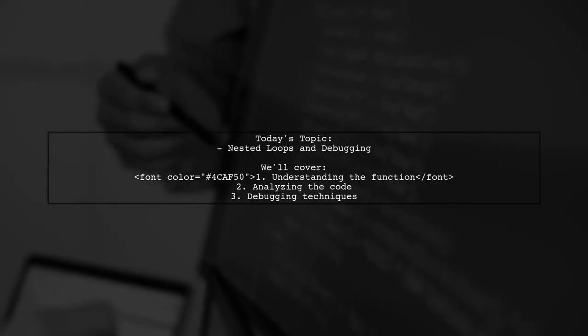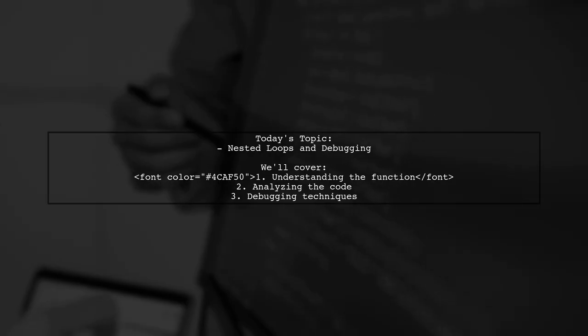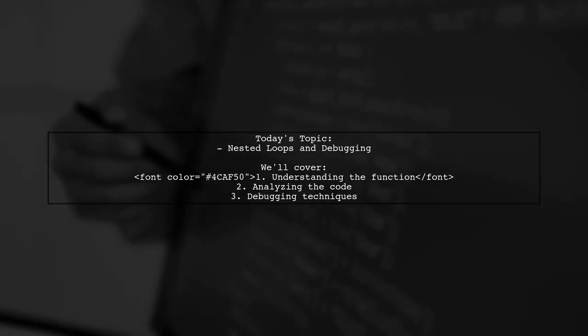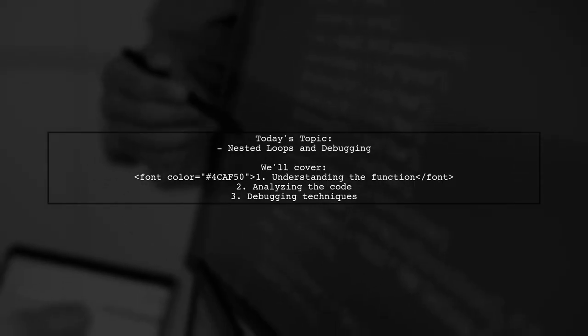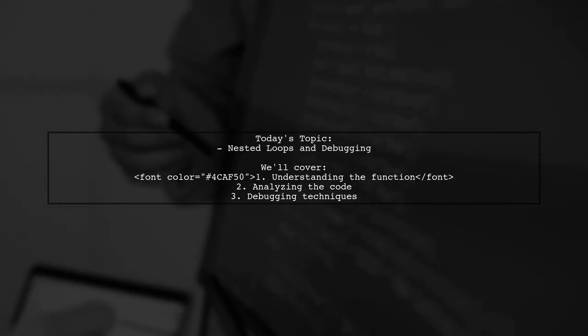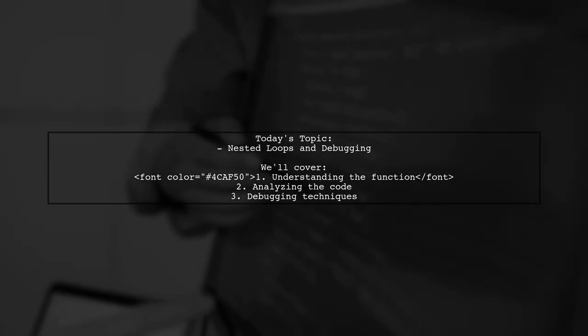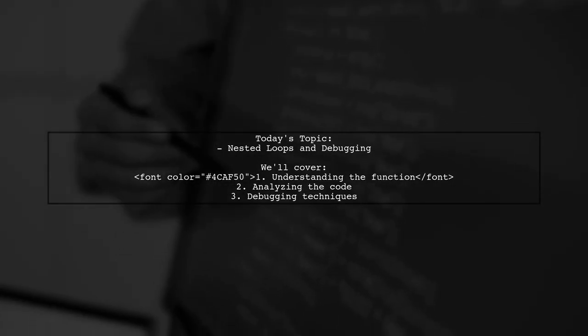Today, we're tackling an intriguing question about nested loops and debugging. Our objective is to create a function that returns a 4x4 array filled with random letters, ensuring that no two letters in the same column are the same. Let's dive into the details and see how we can achieve this.